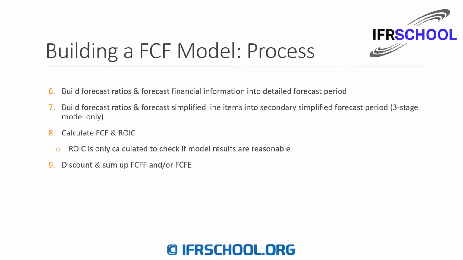In the 8th step, we use that forecast financial information to calculate estimates of the free cash flows for the company. At this point, we should also calculate the implicit return on invested capital that we have effectively embedded in each year that we have constructed forecast financial statements for. This is necessary to check the reasonableness of the forecast financial statements. We should observe one of a few particular trends in the return on invested capital over the forecast period if the forecast financial statements are reasonable. We will discuss this more in a moment.